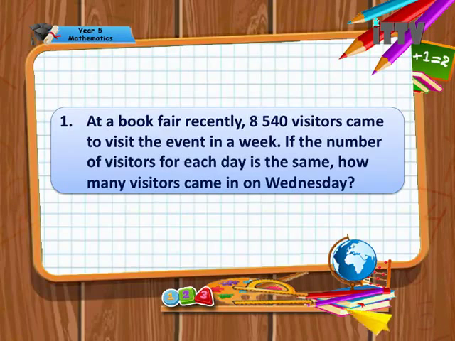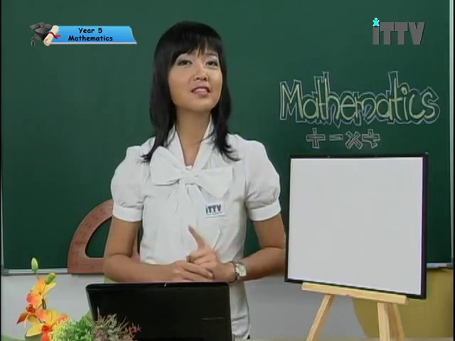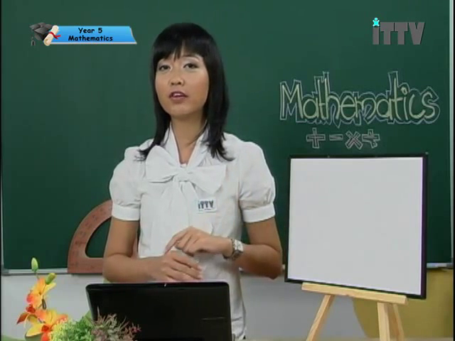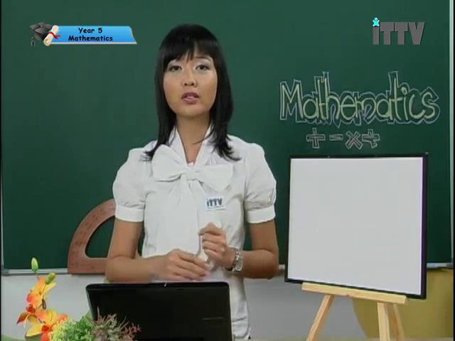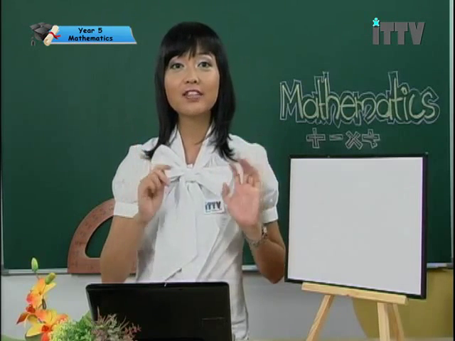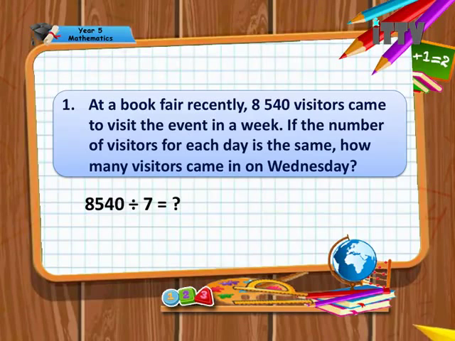The first question. At a book fair recently, 8,540 visitors came to visit the event in a week. If the number of visitors for each day is the same, how many visitors came in on Wednesday? Understand the question first. In 1 week, how many visitors do we have? 8,540. So, the question wants us to find for Wednesday, which is 1 day out of 7 days in a week. So, we can write it as such.